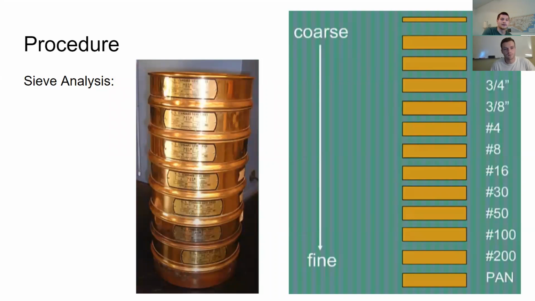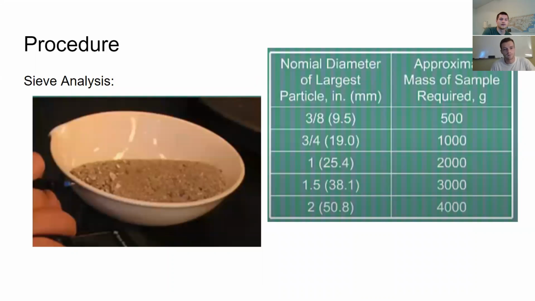The first step in the sieve analysis procedure is to snap together sieve pans in ascending size order, smallest pan on the bottom. The second step is to obtain a soil sample of at least 500 grams. From ASTM D422, we obtain a soil sample of at least 500 grams if the nominal diameter of the largest particle in the soil being tested is 3/8 of an inch.